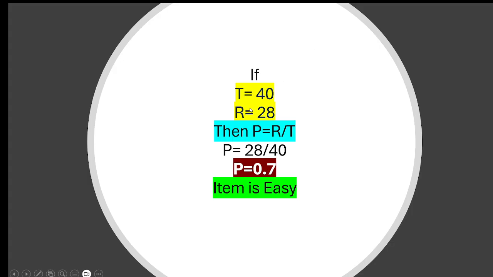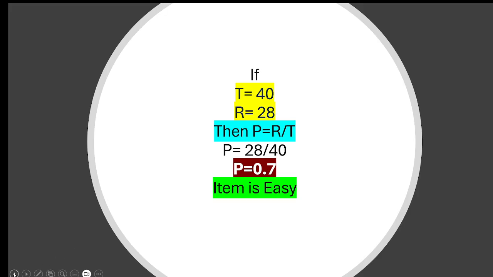And R refers to the number of students who have answered the item correctly. So here the first question has been attempted by 40 students, and out of 40 students, 28 students have answered correctly. So therefore, R will become 28. By applying these scores to the formula, that is P is equal to R by T, I will get the value P is equal to 0.7. So I have mentioned here that based on this value, the item is considered as easy.